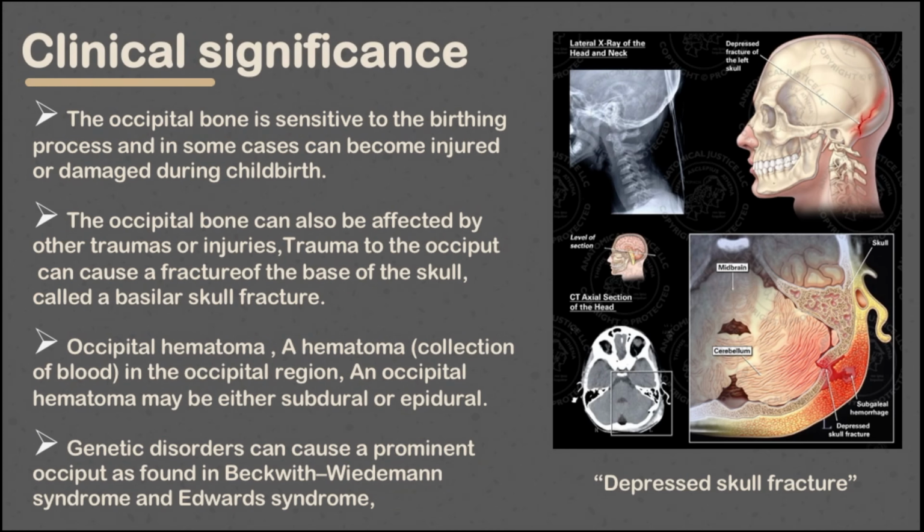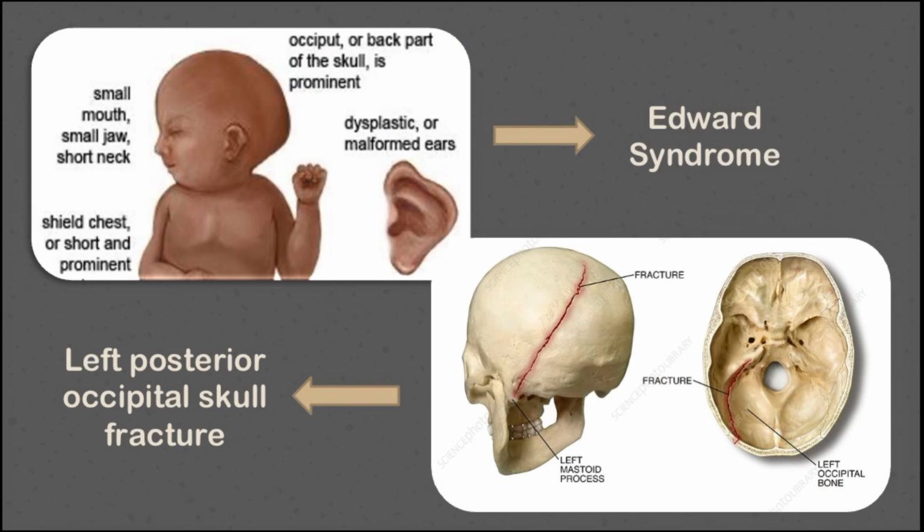Genetic disorders can cause a prominent occiput, as found in Beckwith-Wiedemann syndrome and Edwards syndrome, so the identification of the location of the fetal occiput is important in delivery. And this figure here shows the fracture of the left skull. This figure shows a child with Edwards syndrome, and the left posterior occipital skull fracture.